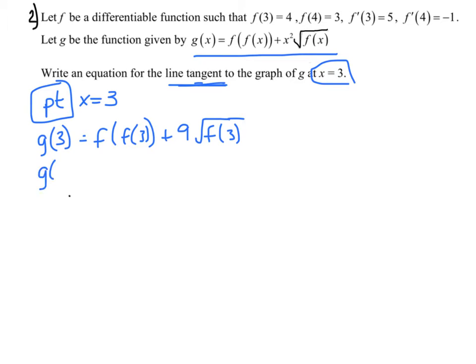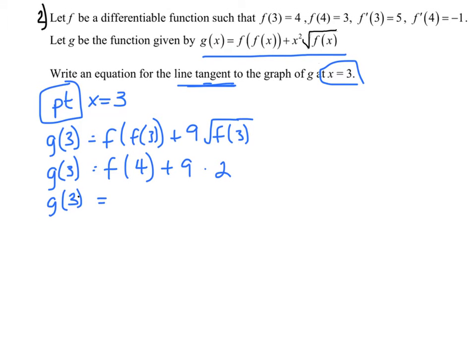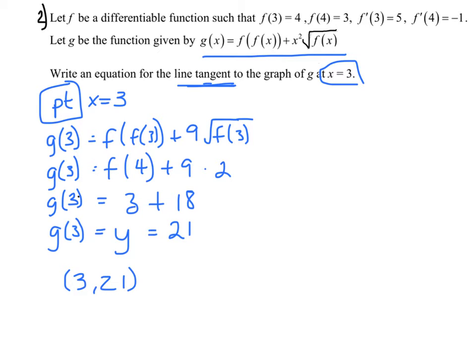All right, so g of 3 then is f of 3 from up above here is 4, plus 9 times the square root of 4 is 2. Okay, now I go back up to what I was given, and f of 4 I was given as 3, plus 9 times 2 is 18. So I get that my g of 3, which is my y coordinate, is equal to 21. So now I have my point at 3, 21.